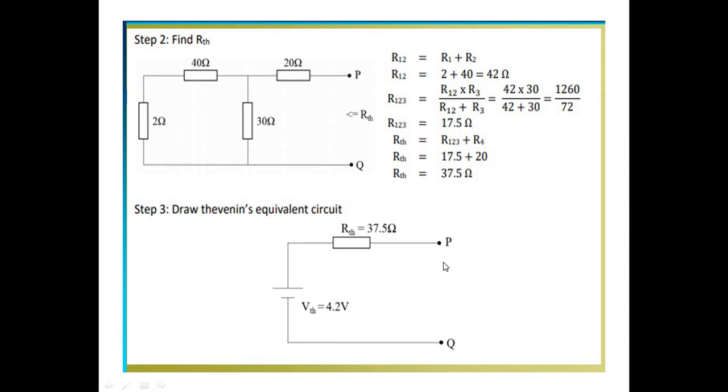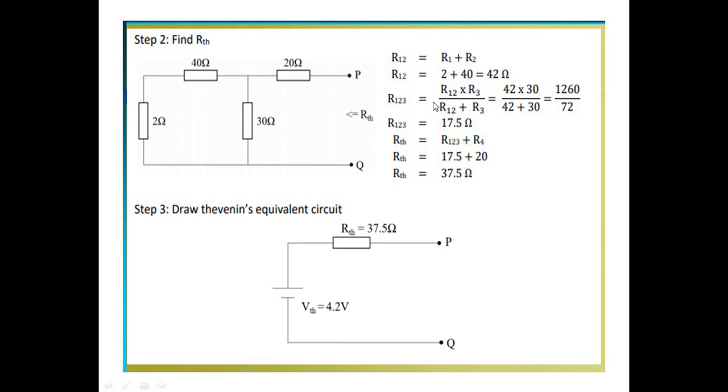Here for R Thevenin, we are seeing from the open circuit side, and the voltage source is short circuited. Then 2 ohm and 40 ohm are in series, and 30 ohm is in parallel. Here 20 ohm is in series combination. I already told R12 is equal to R1 plus R2. Then R12 is equal to 2 plus 40, that means series combination 42.